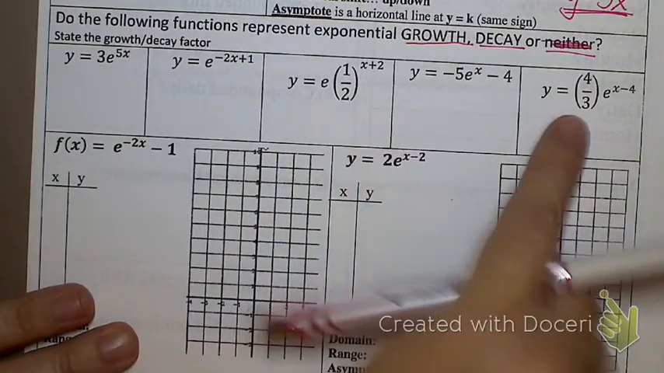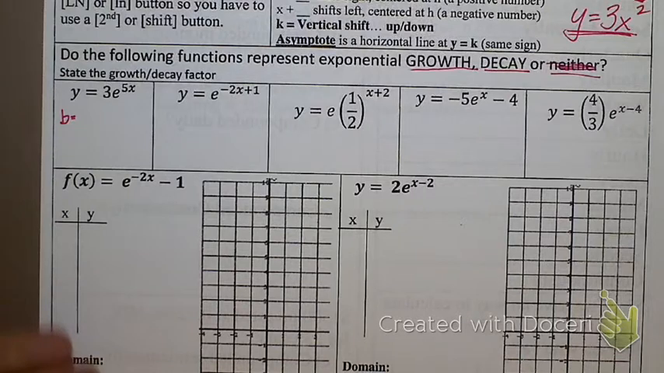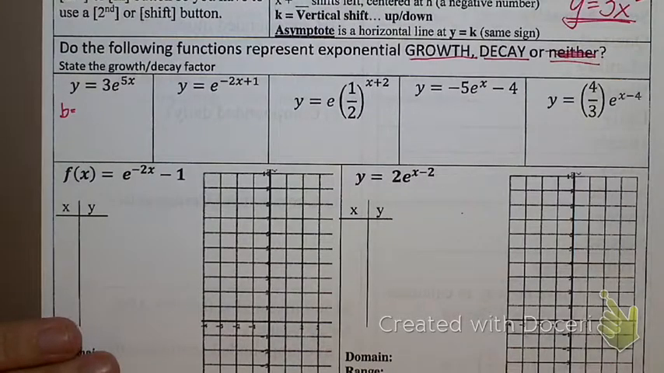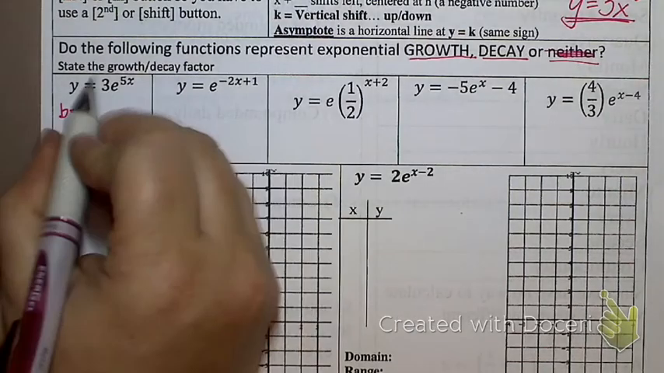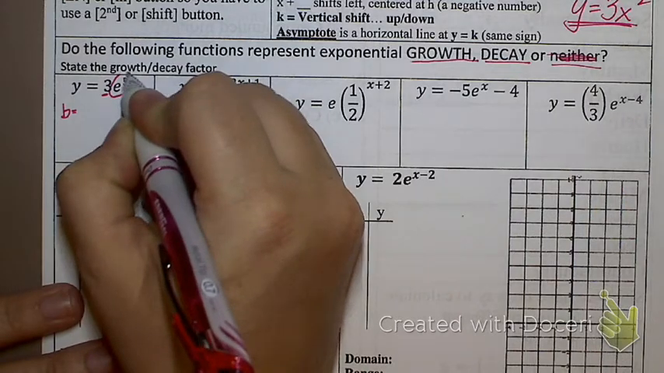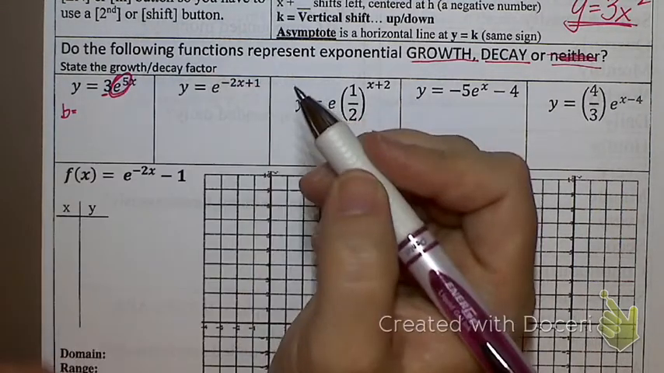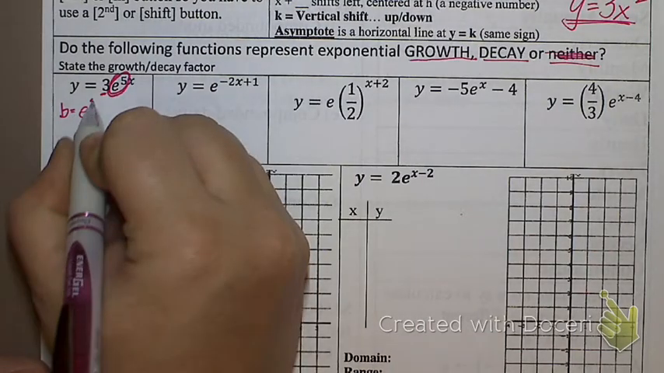All right? Other than that, in each one of these, I'm going to identify what my B value is to determine if it's growth or decay. What do we remember about B? It is growth if B is bigger than 1, and it is decay if B is between 0 and 1. So, here's how we find B. Isn't the first number A, usually? B is going to be the next number and its exponent, not including the x. So in this problem, B is equal to e to the 5th.